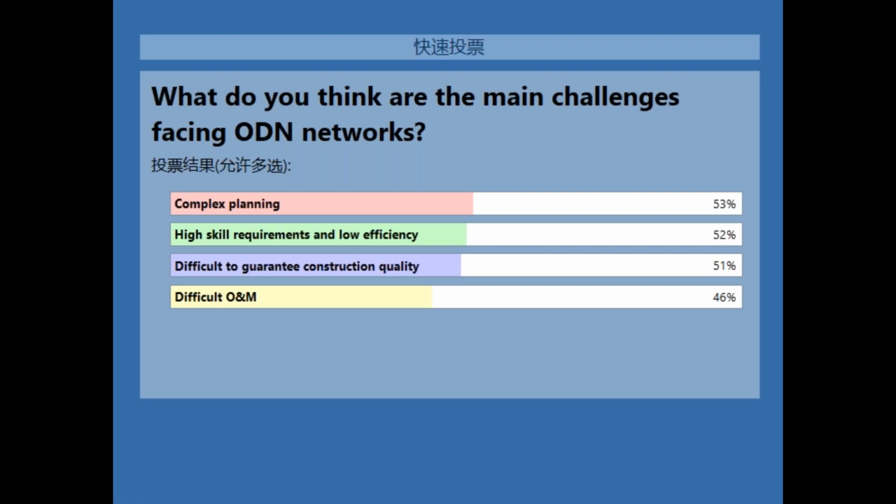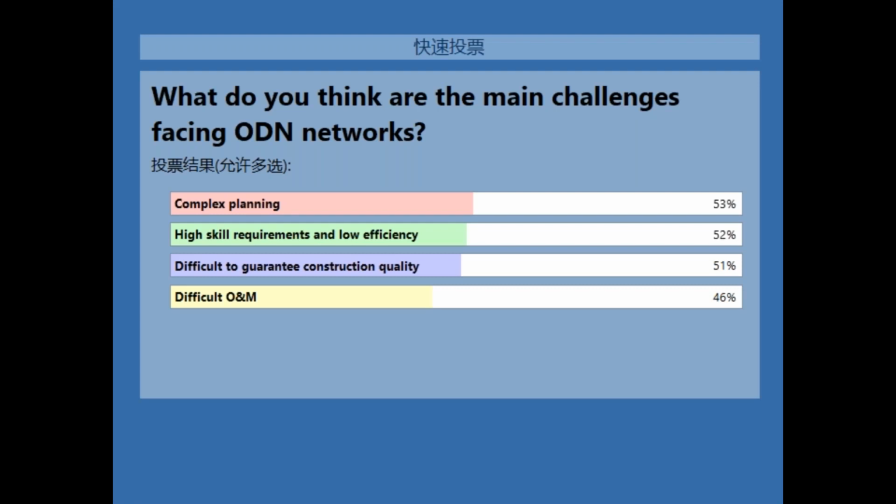Okay, let me say it. High skill requirement and difficult to guarantee quality, I found it's average. Most of the people selected similarly. Maybe all four factors are important for everybody, and they think these are the important challenges for them. Yes, we think we get the point of the most important challenge, so the full selection is all challenges.